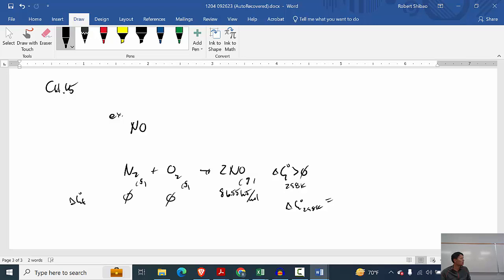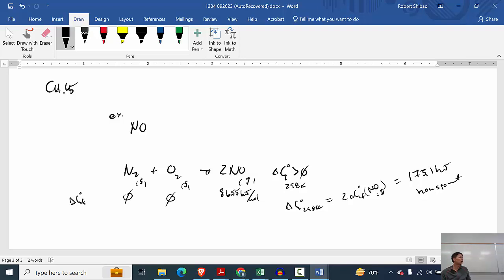But our delta G is double that. And so we need two times the delta G of formation of NO gas. And that's going to be double this, 173.1. That means it's non-spontaneous. Well, that's a good thing. It's non-spontaneous, right?